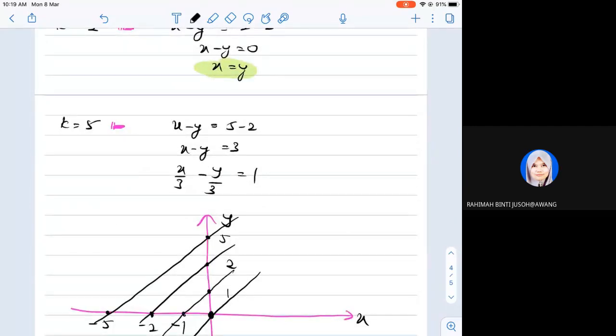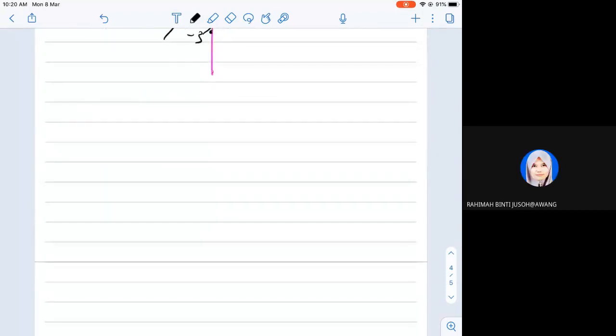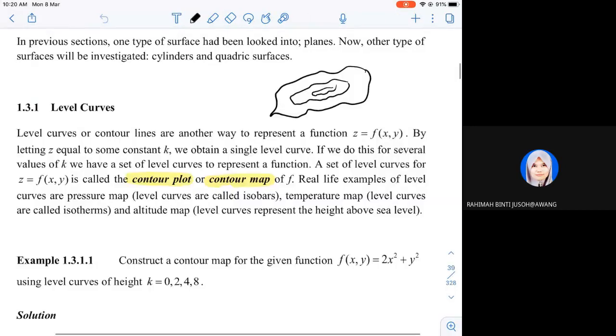X over 3. Ni positif dah lah. Positive 3 and negative 3 untuk y. So we will have positive 3 for x, negative 3 untuk y. So this is the line. Okay, therefore the answer is like this lah. So inilah you punya contour plot untuk linear equations. Alright. Understand guys so far? For level curves. Okay, good. Very good. Okay, so we finished already on that.